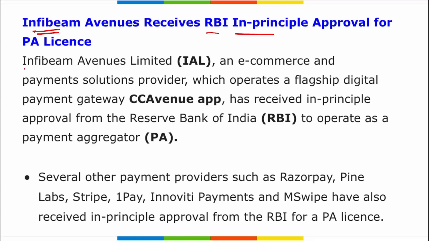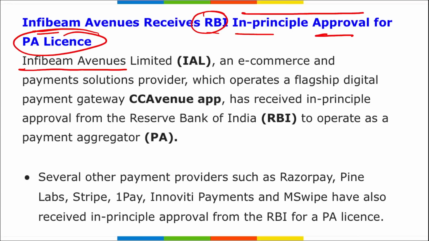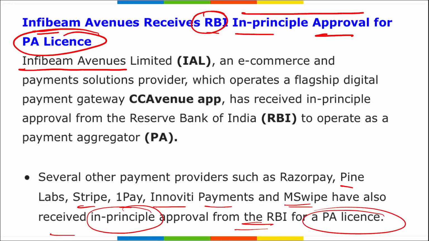So remember, Infibeam Avenues Limited is an e-commerce and payment solution provider. Infibeam Avenues has received the RBI's in-principle approval for a payment aggregator license. Highly important. Several other payment providers such as Razorpay, Pine Labs, Stripe, OnePay, Innovative Payments and MSwipe have also received the in-principle approval from the RBI for a PA license, that is your payment aggregator license. Highly important. Remember, apart from Infibeam, you need to remember these payment gateways also that received the payment aggregator license.